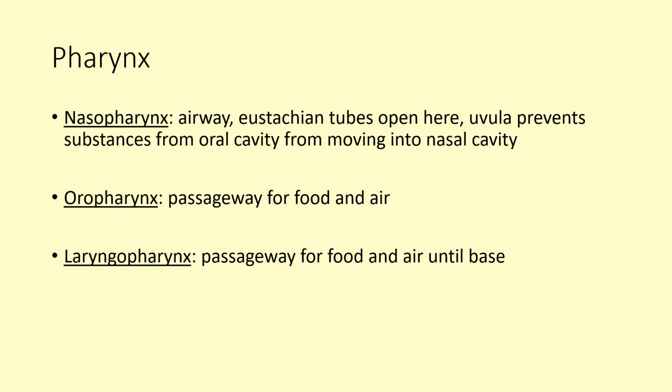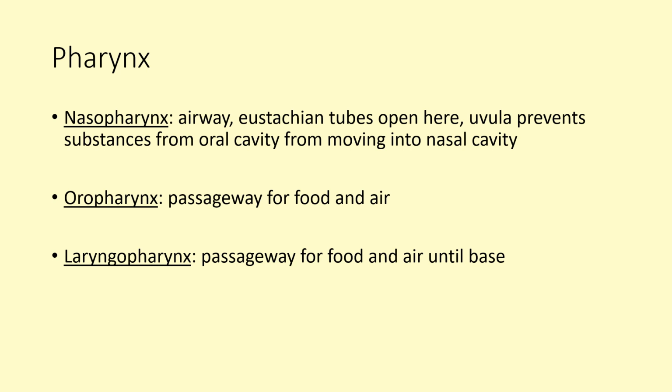The uvula: if you open your mouth wide, that little cartilage thing you see hanging down, you always wondered what that was. That's the uvula. And what it does is, whenever you swallow, it's going to push up and close off the nasal pharynx. So whatever you're eating or drinking, the idea is that it goes down and not back up into the nasal cavity. So the idea is it's to protect the nasal cavity.